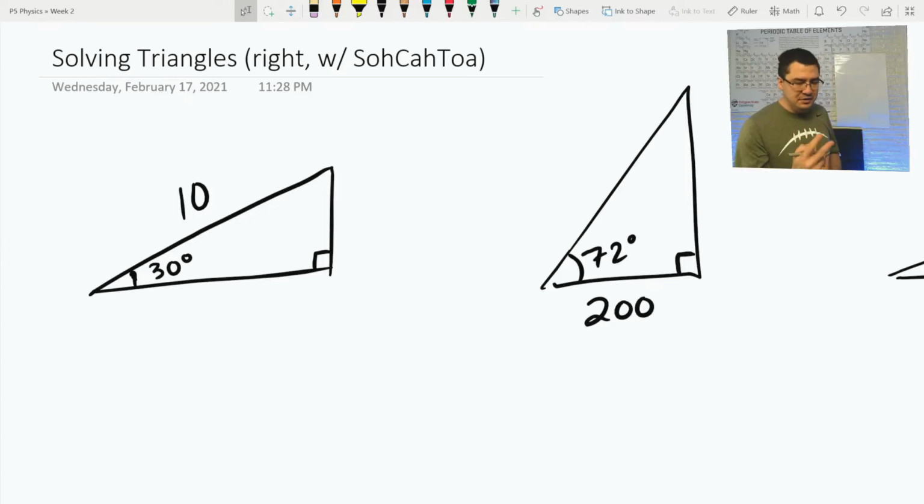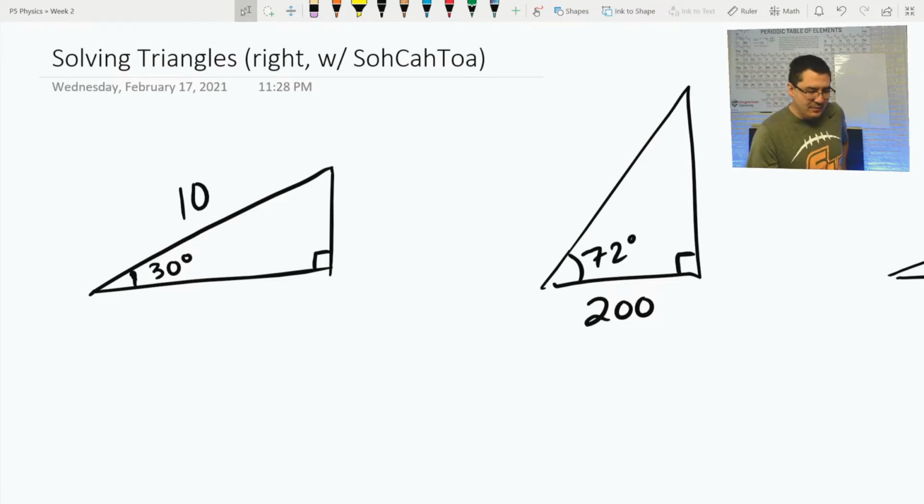All right, physics part two. We're going to solve some triangles. These are right triangles. We may move into non-right triangles and some other trigonometry when we need to, but for now, we're just going to use sine, cosine, and tangent. So remember SOHCAHTOA and all this stuff from math class.